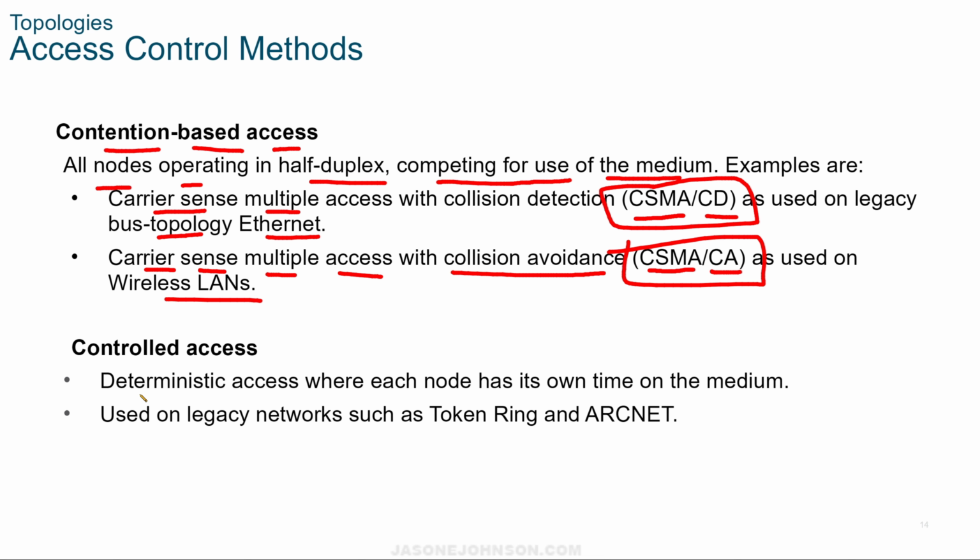And then we have controlled access, that's deterministic access where each node has its own time on the medium, and it's used on legacy networks such as Token Ring and ArcNet.